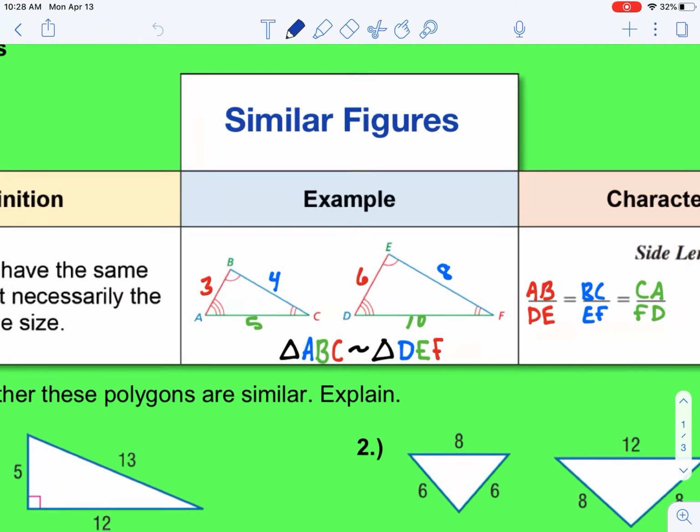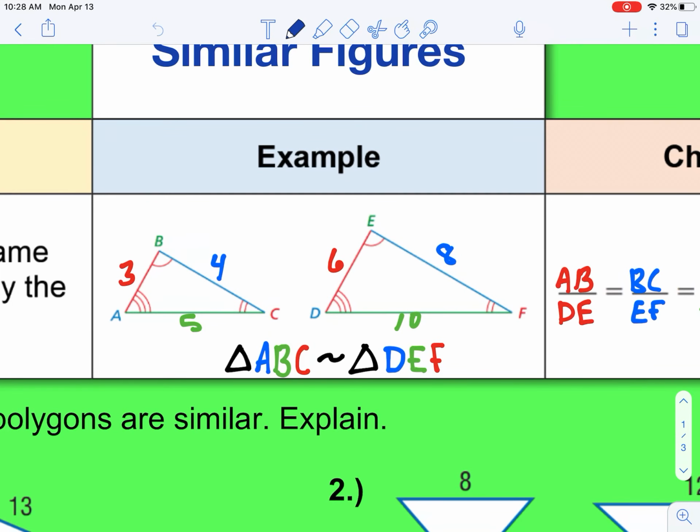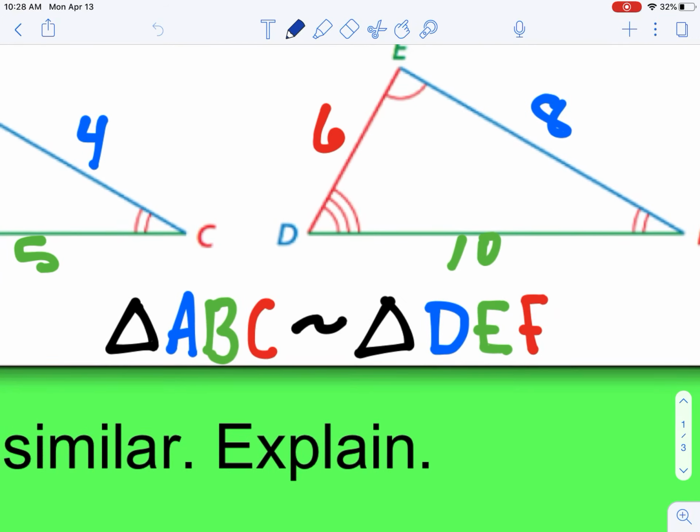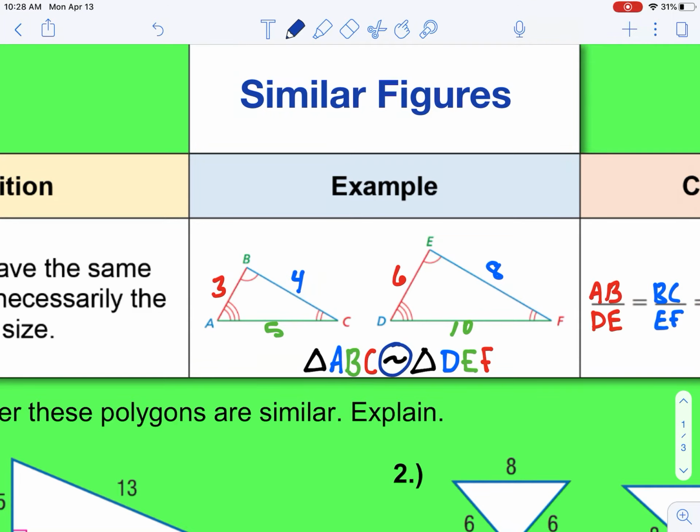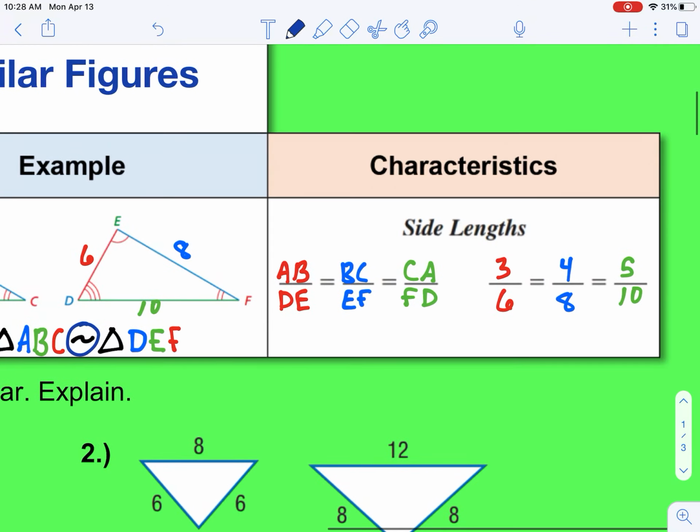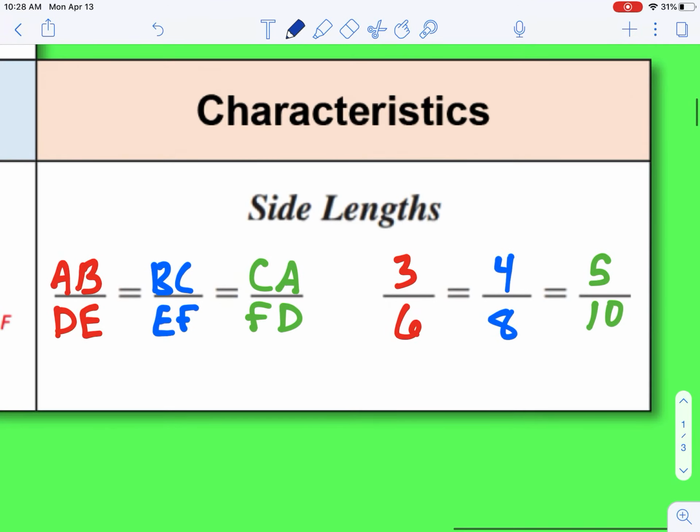So if you take a look at my example, I have two separate triangles there. One of them has side lengths 3, 4, and 5, and the other one has side lengths 6, 8, and 10. I know right away that those are similar, and here is the similar symbol right there. It's like a little wave. Now the reason I know that those are similar is because if I compare the side lengths, look what happens. Take a look at my numbers right here.